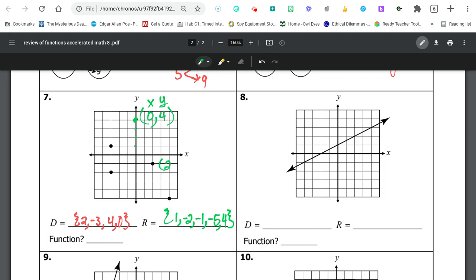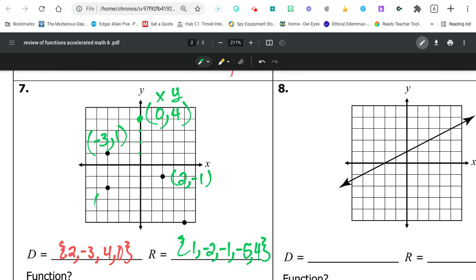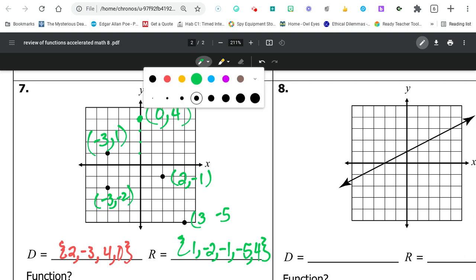This is an x of 2 and a y of negative 1. This one is an x of negative 3 and a y of positive 1. This one is an x of negative 3 and a y of negative 2. And this last one is an x of 1, 2, 3. An x of 3 and a y of negative 1, 2, 3, 4, 5. Negative 5. That comma is so big. Okay, let me make that smaller. Right, please.